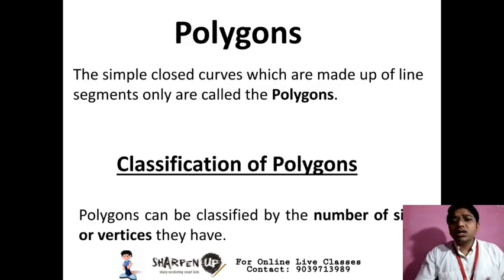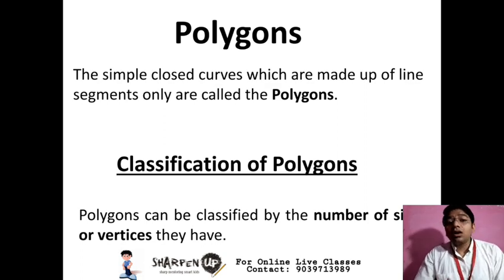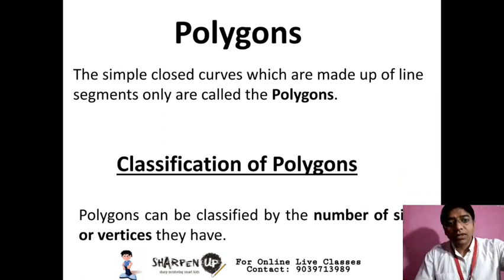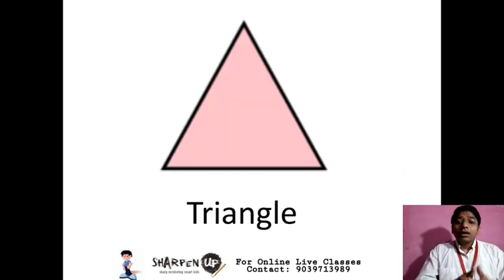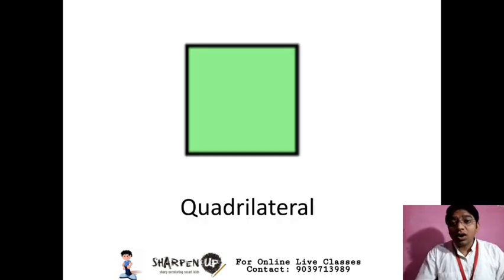Now we will learn what a polygon is. A simple closed curve which is made up of only line segments is called a polygon. Polygons are classified according to their sides or vertices. If a polygon has 3 sides, then we call it a triangle. If a polygon has 4 sides, then we call it a quadrilateral.